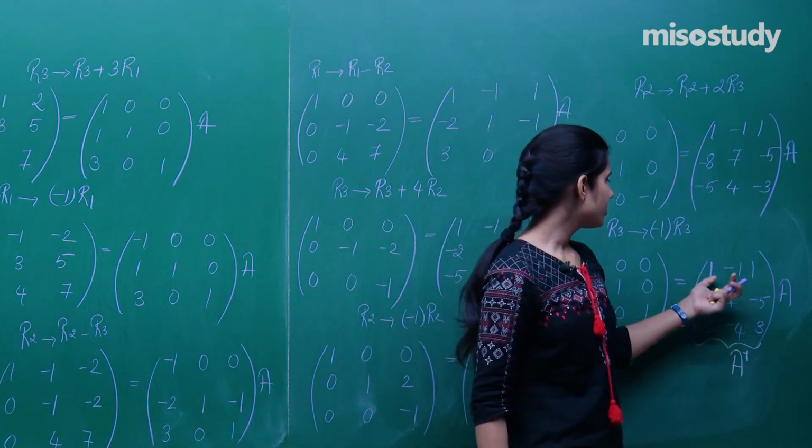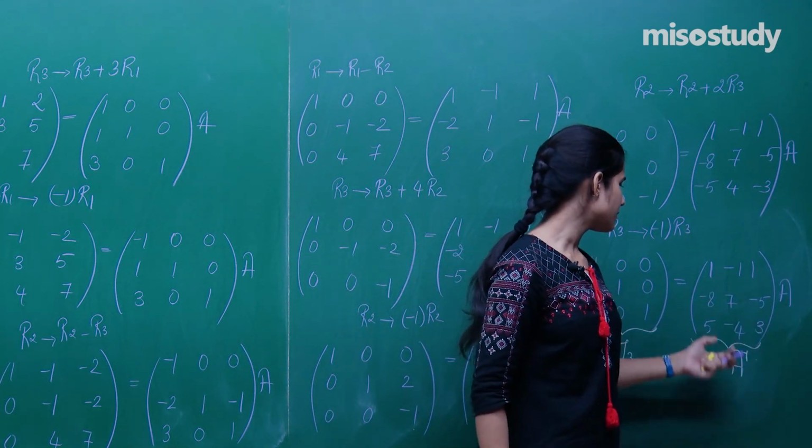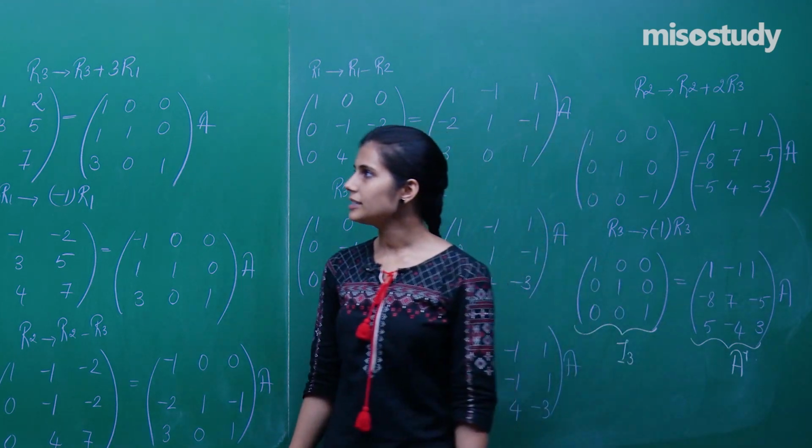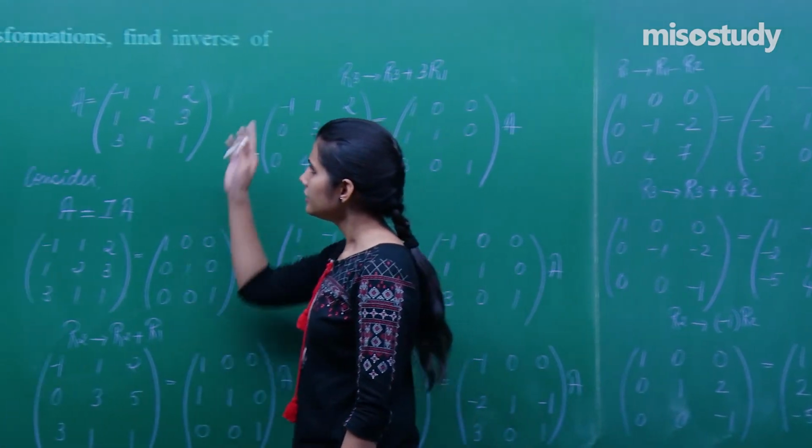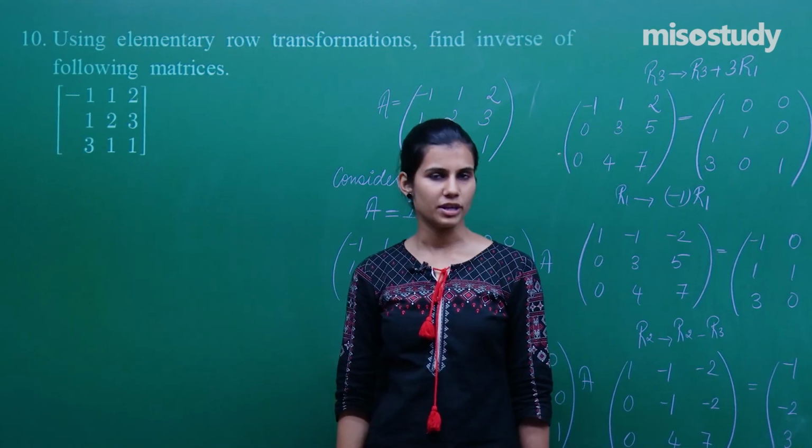A inverse is coming out to be 1 minus 1, 1, minus 8, 7, minus 5, 5, minus 4, 3, and that is what is your answer of getting the inverse of this matrix by elementary row transformation.